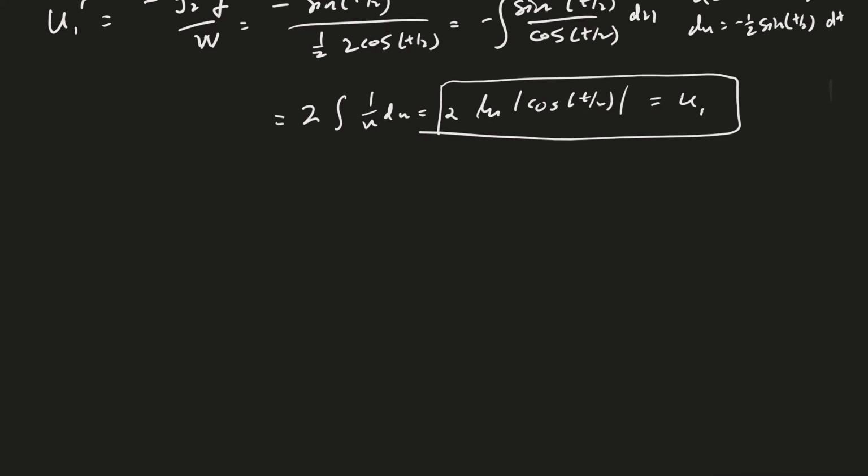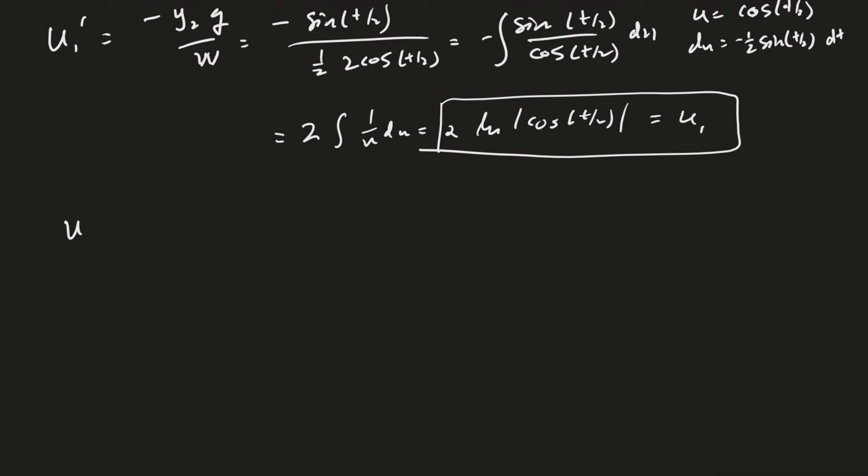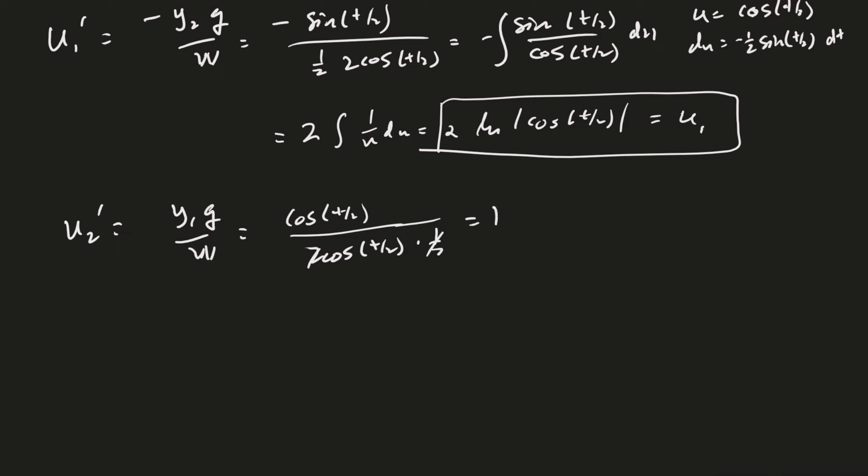Okay. And now we go after u2. That's going to be y1 g over w. And just again, plug things in. That's going to be cosine t over 2 divided by 2 cosine t over 2. That's our g, right? There's 1 over that. Times 1/2. 1/2 and 2's cancel. That's equal to 1. And so u2 is going to be t.